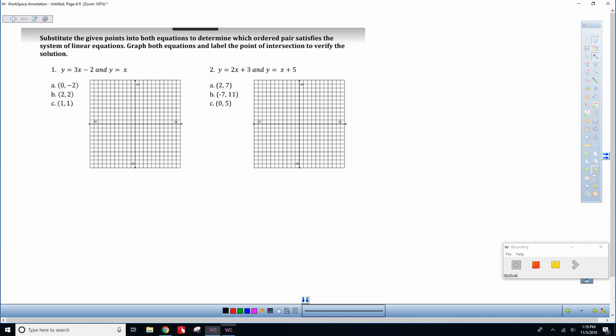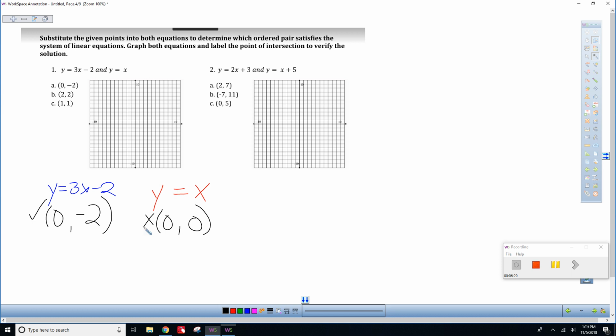Graph both the equations and label the point of intersection. So, let's see. We've got y equals 3x minus 2, and you've got y equals x. If I put in a 0 for this one, I get a negative 2 for this one. However, if I put a 0 in for that, I get a 0 for that. So it works for this one, but not for that one.